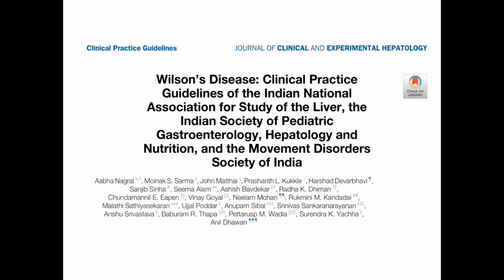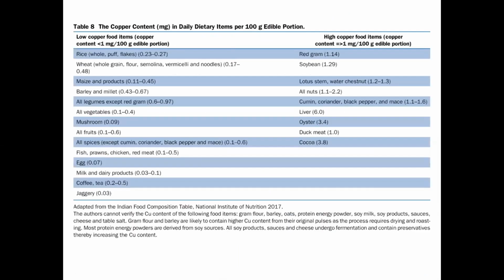Now, here is a guideline that we published in 2019, and this is on Wilson's disease. And here there's a small excerpt that we have written about the diet. Please remember that whatever is baked, whatever is shelved, whatever is roasted will contain higher copper than what is cooked or boiled. So all shelved items contain very high copper. But there are some items that we use, like red gram, soya bean, lotus stem, all the nuts, some of the masalas. But since you don't consume a lot of masalas, only very small quantities, it doesn't matter. But the rest of the products contain very low copper.